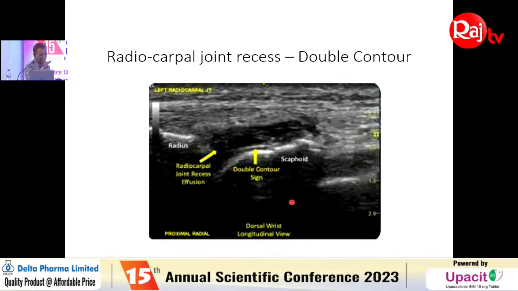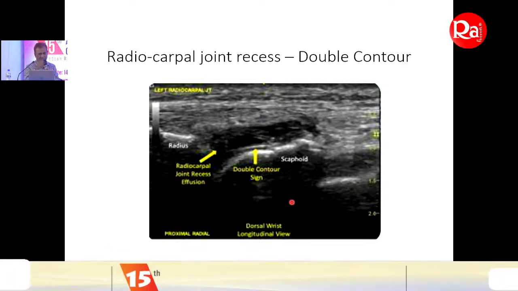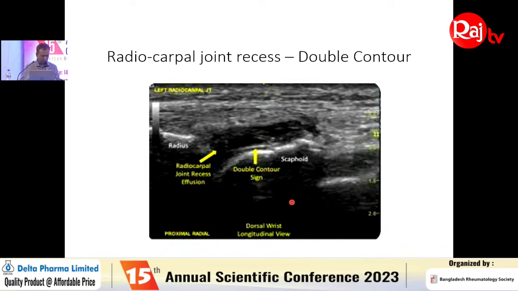Here in one patient, usually the wrist is not a common site for gout. But look here at what Dr. Naid shows, that is present in this picture in our radioscaphoid joint. There is a double contour sign. So you have to clinically correlate that this can be gouty arthritis, and this double contour sign is very specific for gout.